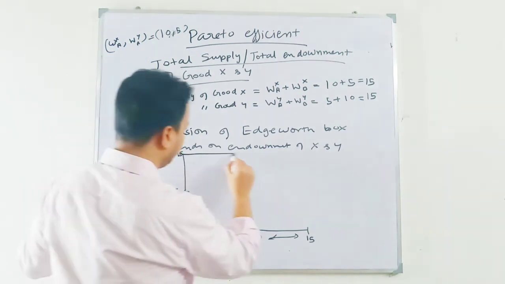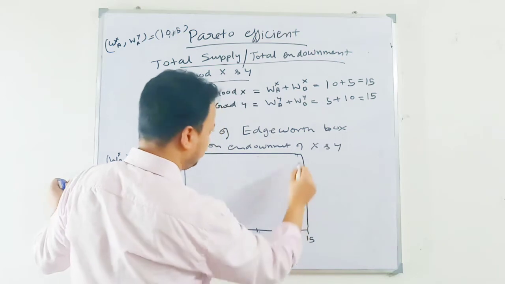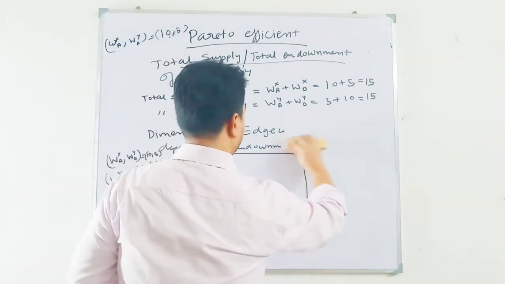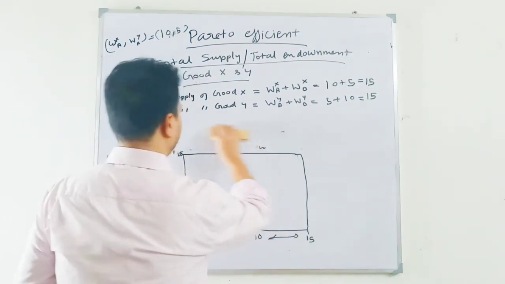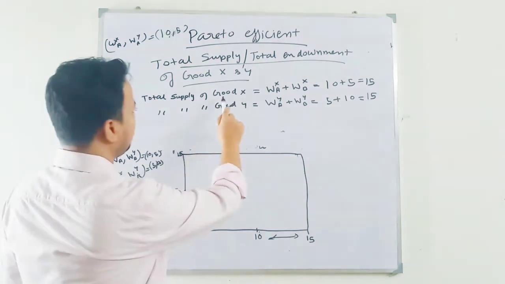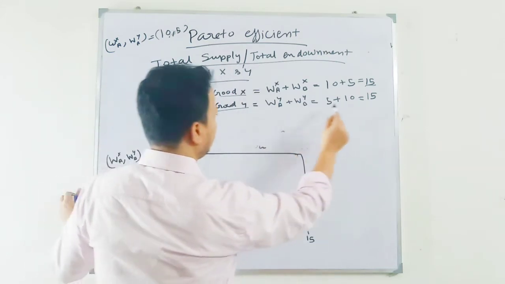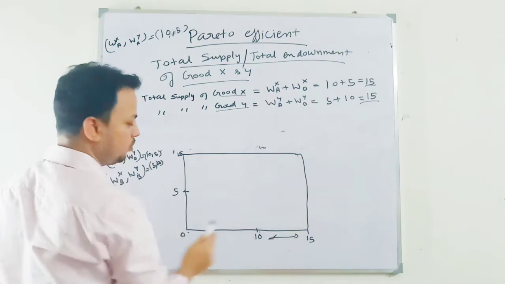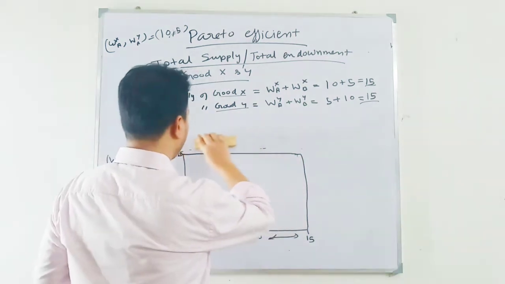Now extend this, and this is the box. The dimension of good x you derive from here, 15. The dimension of good y you derive from here, 15. So 15 here, 15 here. You just join the axes. Then we get a box. That is called the Edgeworth box.